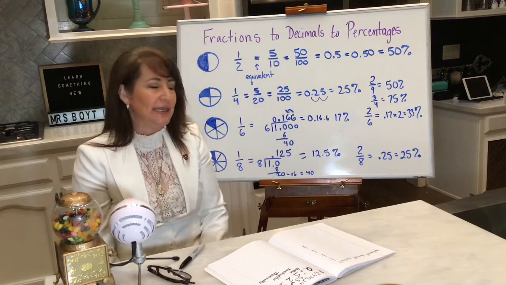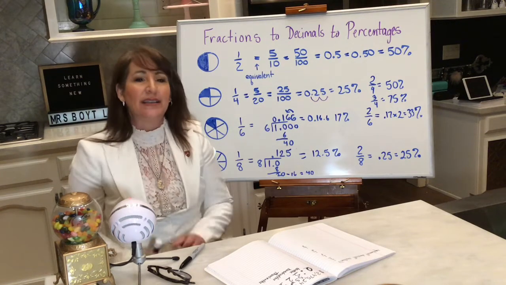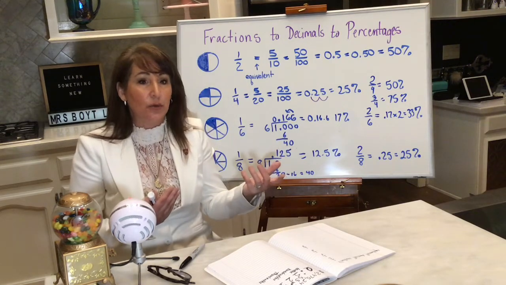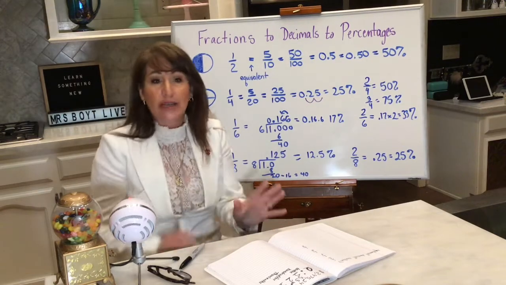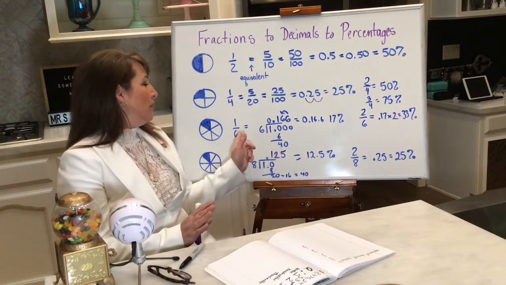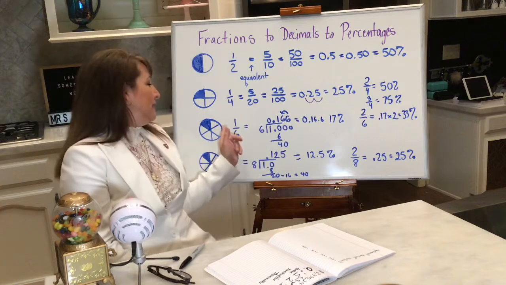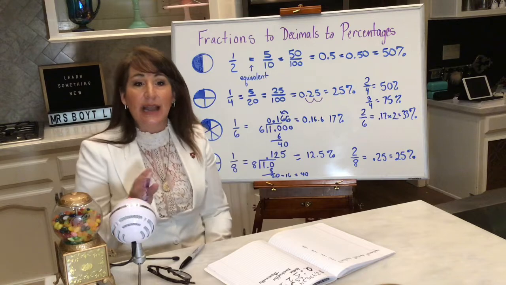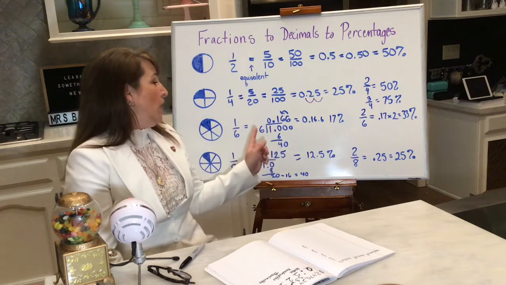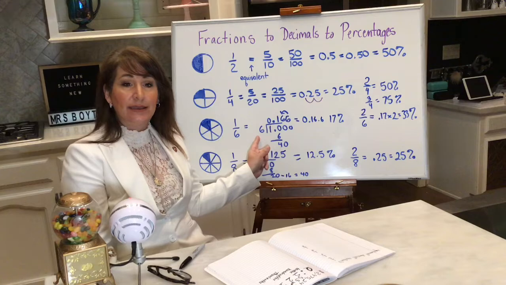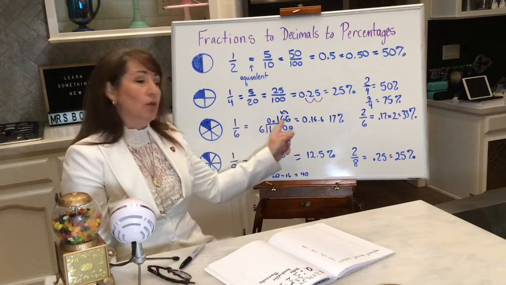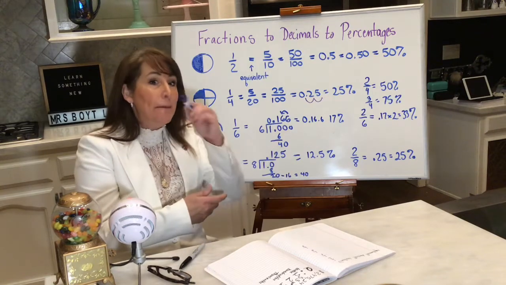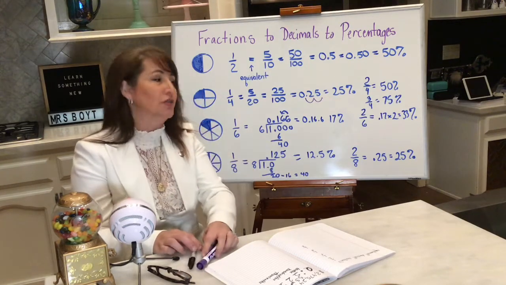But what if you have a number like 1/6? How do you convert that? That's a little harder. You can't turn 6 into 10, and you can't turn 6 into 100. But there is a way to do it. The way to do it is we remember that this 1 divided by 6, that this line is a line of division. So you can do 1 divided by 6 and find out what your decimal is, and turn that into the percentage by moving the decimal point over 2 spaces.